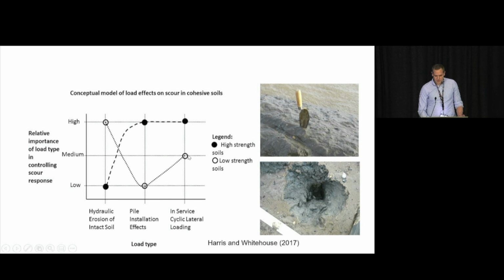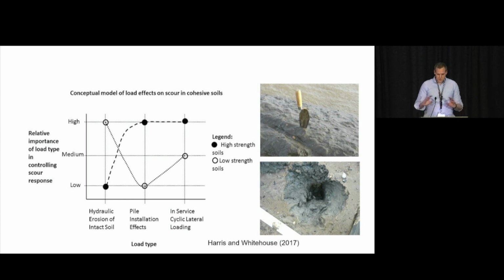And then as you come up here to thinking about the in-service cyclic lateral loading, maybe as the pile moves backwards and forwards, it can cause some gap erosion, but that will probably be small relative to the hydraulic erosion just due to the presence of the pile itself. Whereas for the high-strength soils, those ones that had the really high undrained shear strength, hydraulic erosion is probably not that important. In fact, we wouldn't think it would cause much scour. So the idea is it might be pile installation effects or in-service cyclic lateral loading that's actually causing, through mechanical interaction, this local depression of the sediment that we see around the pile.